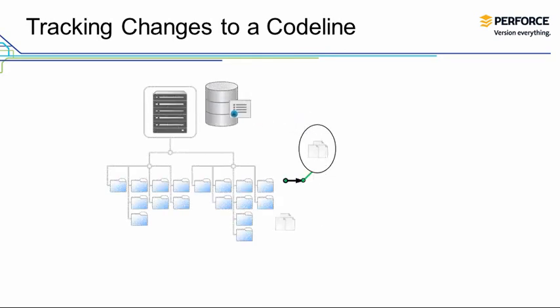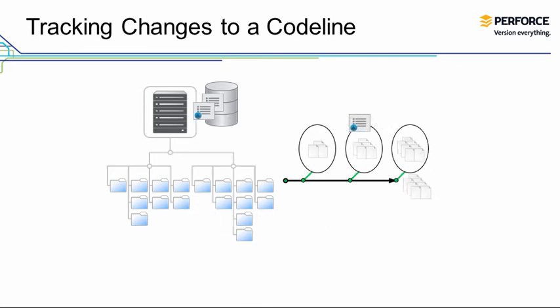Perforce tracks and records changes to a codeline as it evolves. Perforce records information about each change made to the codeline using change lists that are stored in the Perforce metadata, while simultaneously storing physical changes to managed files in the depot.